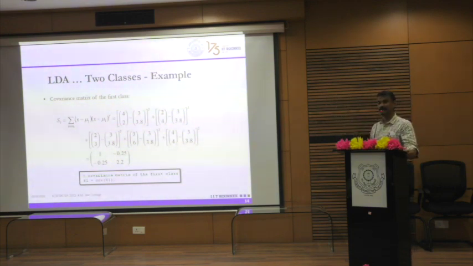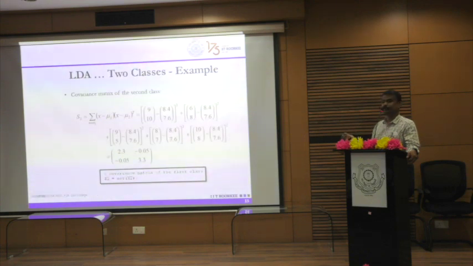For the covariance matrix, we know it is the summation of (x minus mu) into (x minus mu), the whole transpose. So find out the matrix. The matrix is S1. Similarly, find out for the second class. For the second class, this is your covariance matrix, S2.